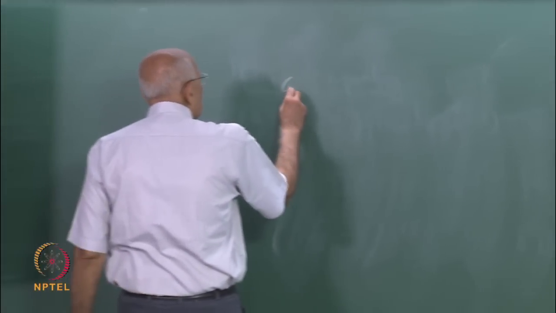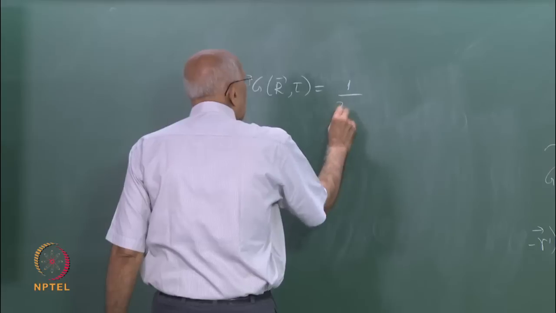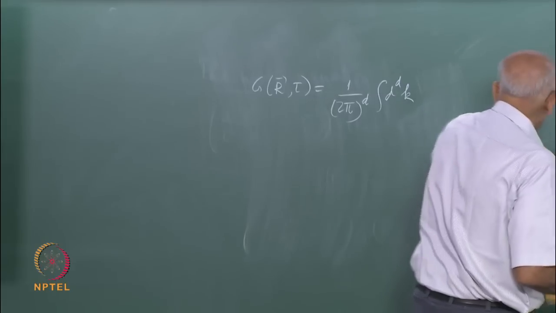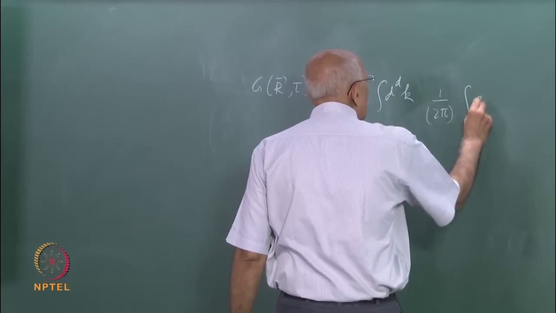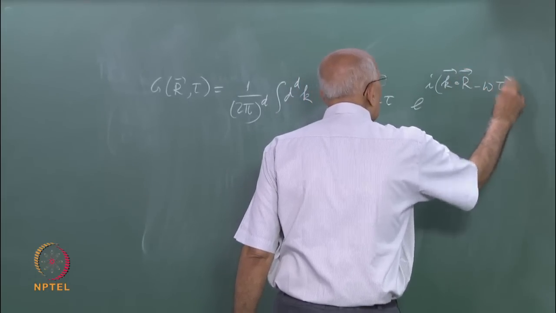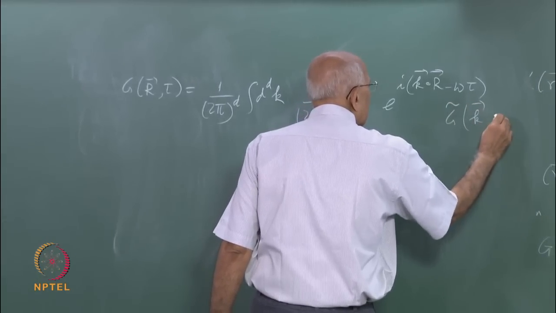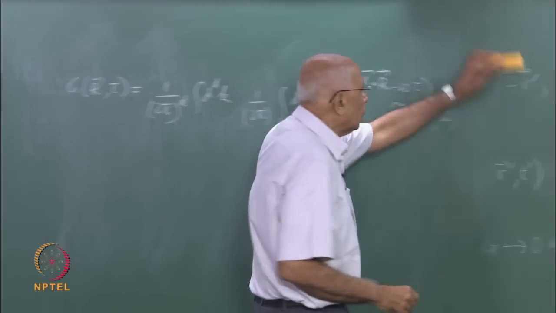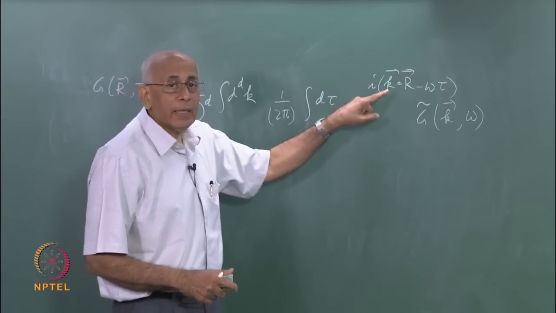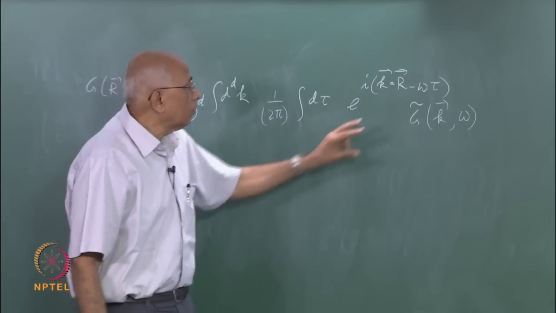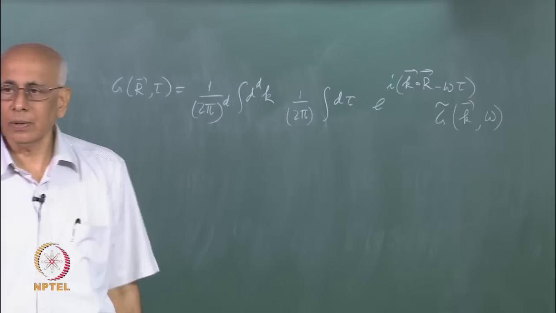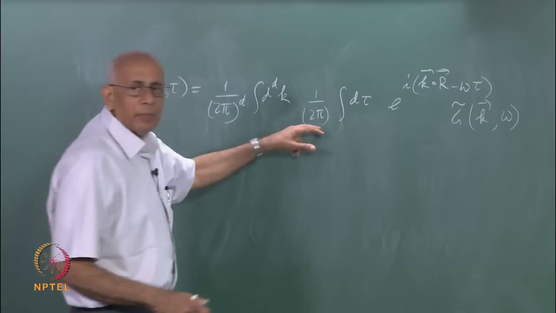So as always, let us put G of R, tau equal to 1 over 2 pi to the power d, integral d^d k in K space, and then a 1 over 2 pi for the time variable, integral d omega, e to the power i k dot r minus omega tau, and then g tilde of k and omega. Notice that the Fourier transform convention, where I have a function of coordinate, is an integral over k e to the power i k x with a plus sign, and then the inverse will have a minus sign. For the time, I invert it. That is convenient, because this sort of thing represents some wave moving in the k direction as t increases. Okay. So that is a minor matter, but the 2 pi convention I keep exactly as it is to avoid confusion.